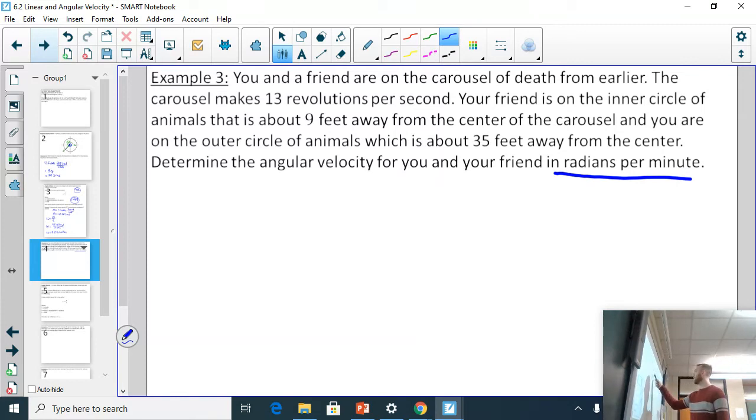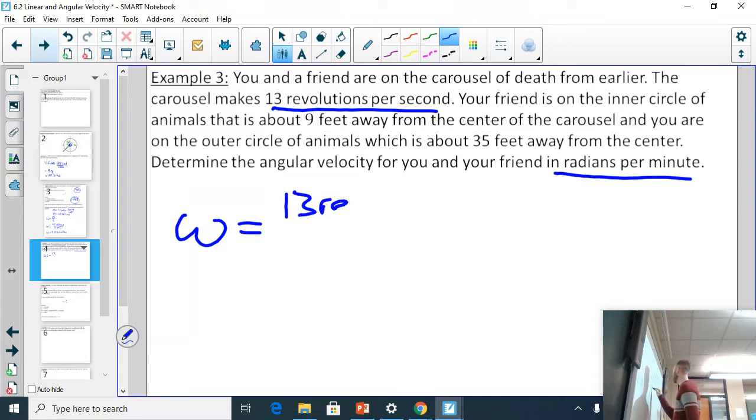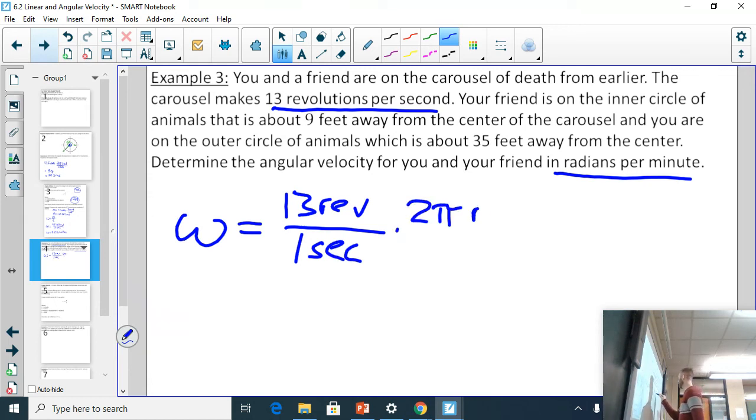So notice that we're given it in revolutions per second, but then we want radians per minute. So we're going to have to change per second to per minute. But keep in mind, we just said that it doesn't matter how far away you are out of the circle for angular velocity. So at 9 feet away and 35 feet away, that stuff is useless. We have omega equals, so we have 13 revolutions per 1 second, right? And we're going to need that in 2 pi radians per 1 revolution, right? So that's just what we've done before.